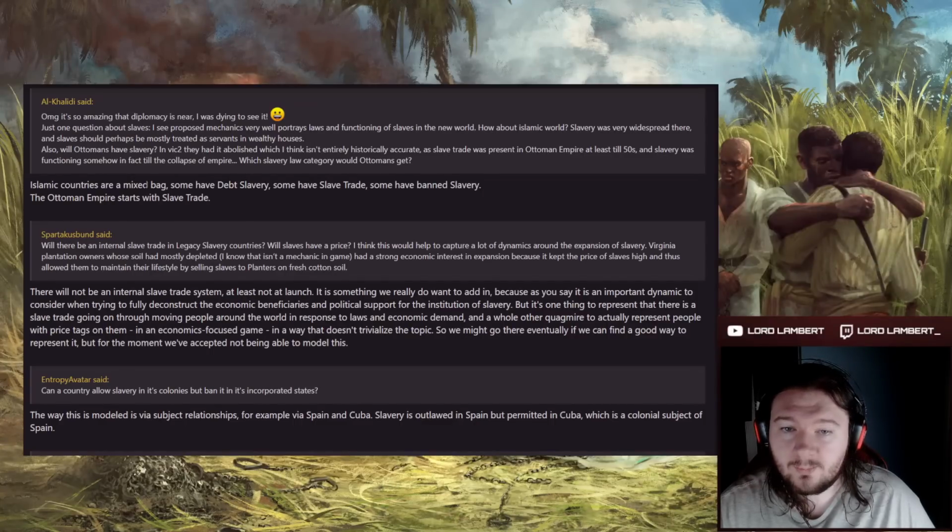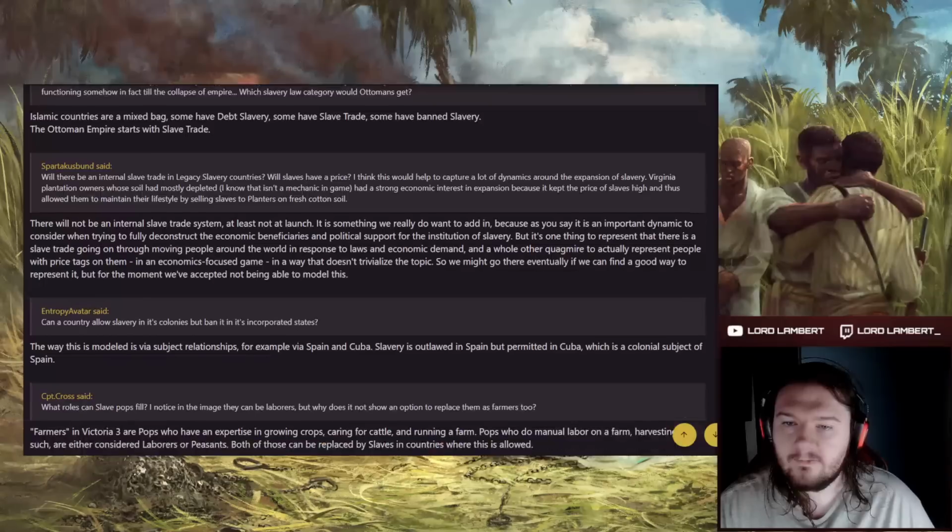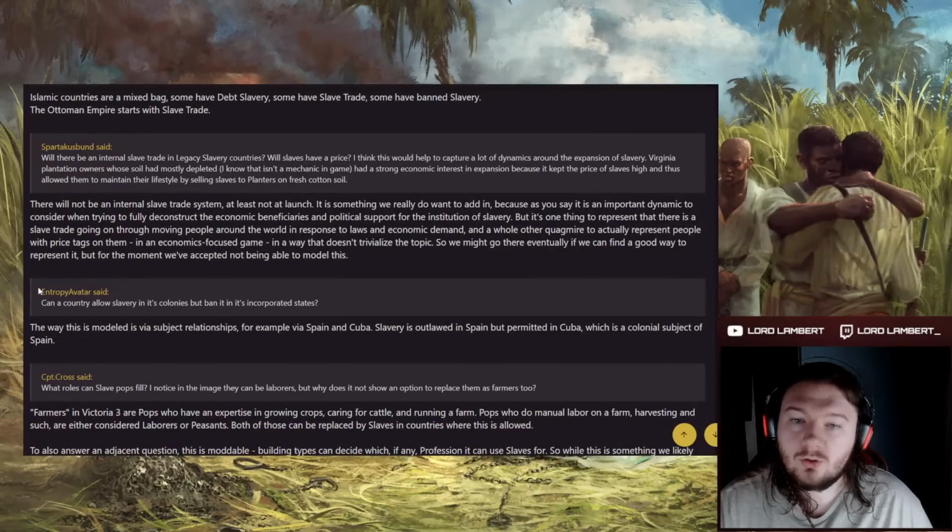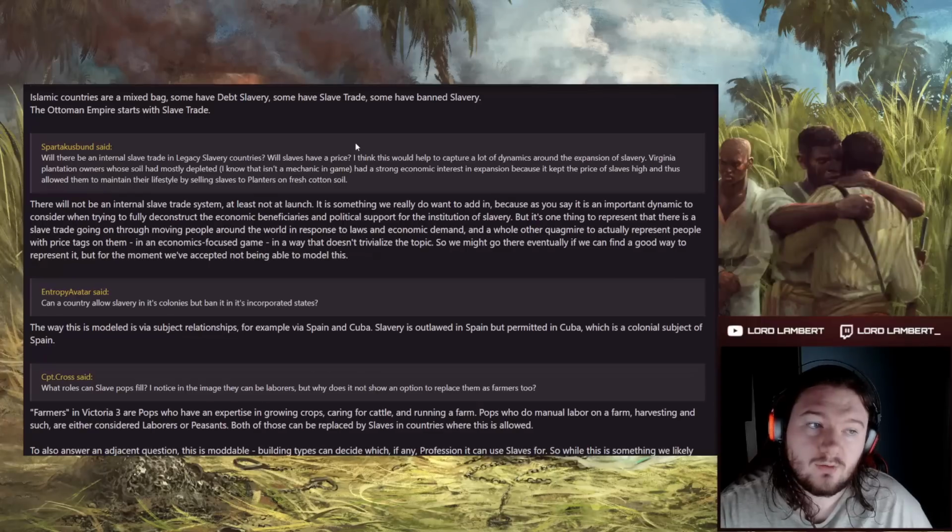So, Islamic countries are a mixed bag. Some have debt slavery, some have slave trade, and some have banned slavery. The Ottoman Empire starts with the slave trade, the full hog. Okay, fair enough. Will there be an internal slave trade in legacy slavery countries? Will slaves have a price? I think this would help to capture a lot of the dynamics around the expansion of slavery.